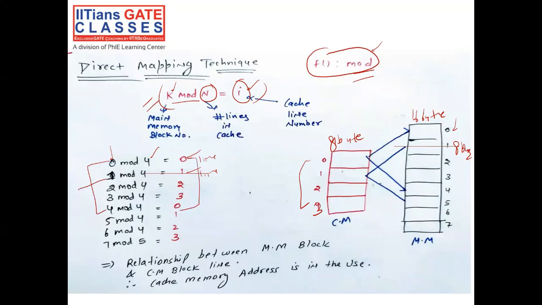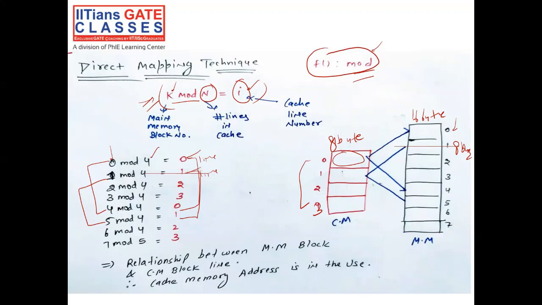Similarly, block 1 and block 5 will point to line 1, right? Like this. But there is only one block space. So at a time, only one block we can store, but maximum possibility 2 blocks we can store. Maximum 2 blocks we can store, but at a time only one block. So from this function, we can say there is a relationship between memory block and cache memory block line, right? So that's why there is a use of cache memory address.